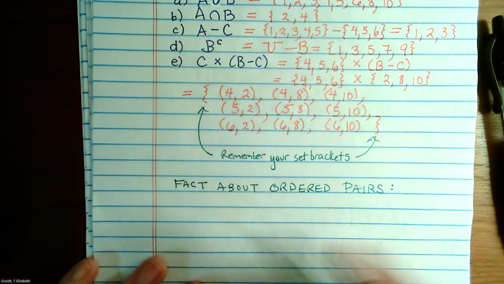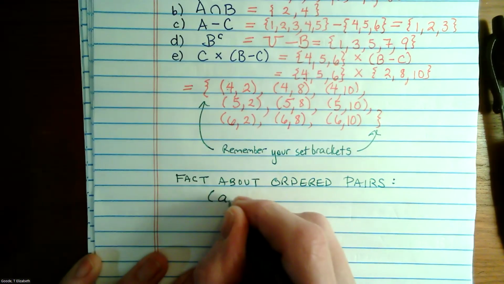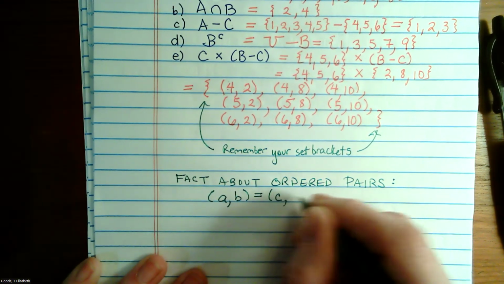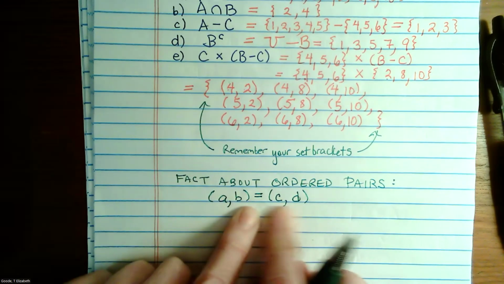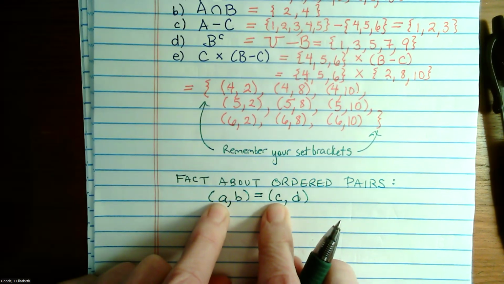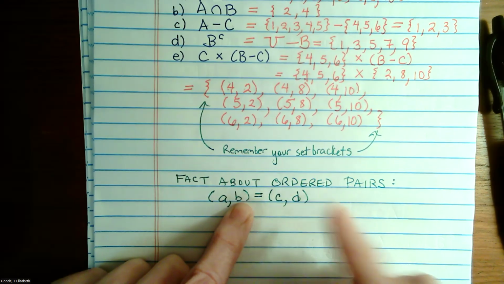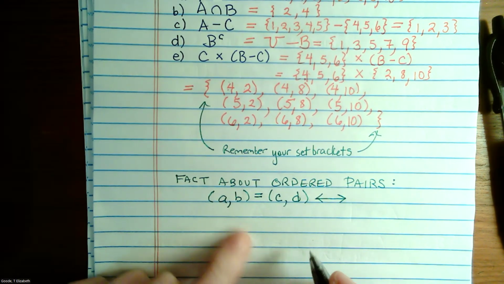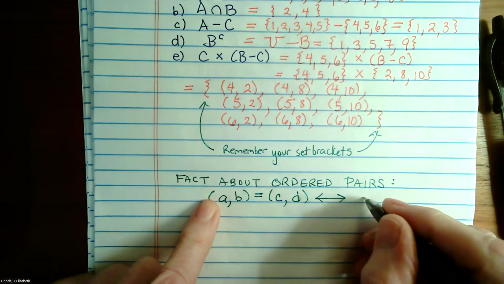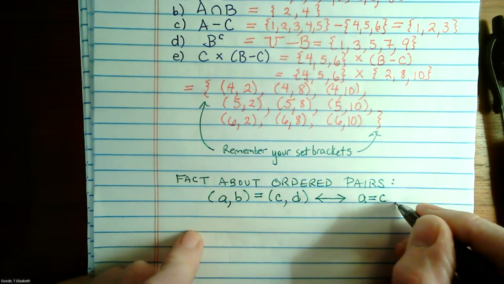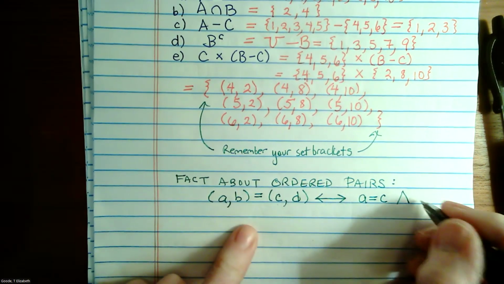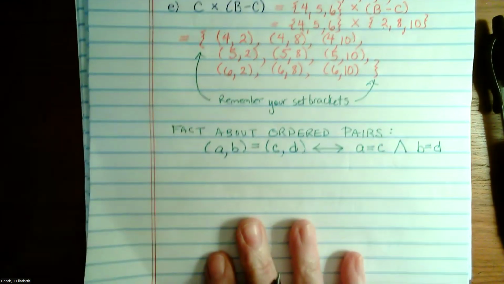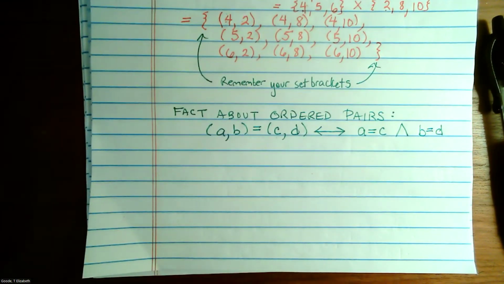So that's one of the reasons why we want to understand that for 2 ordered pairs to be equal, it's all about first coordinates being compared and the second coordinates being compared. So A comma B is equal to C comma D if and only if the first coordinates are equal, so A is equal to C, and the second coordinates are equal. And that's what equality means when the elements are ordered pairs.